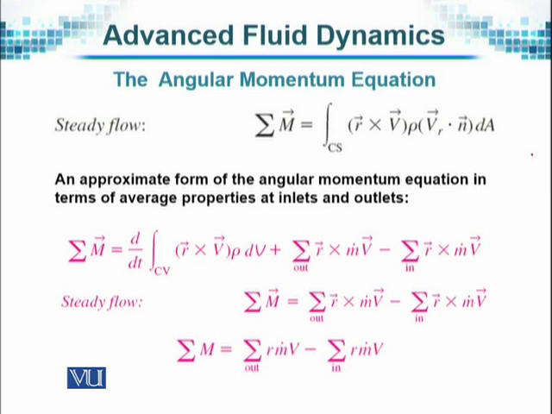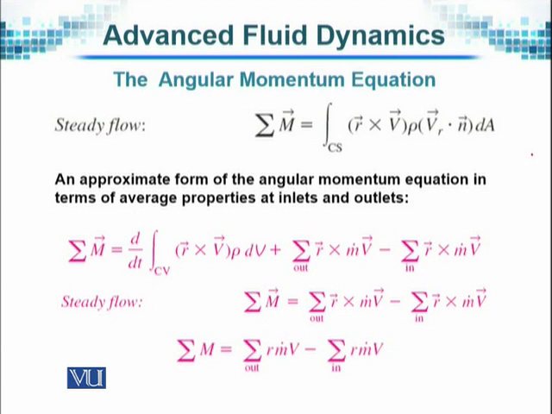An approximate form of the angular momentum equation in terms of average properties at inlets and outlets, because we have to equate them. The total external forces must be equal to the forces that are generated at the devices or the point of application wherever they are being applied.